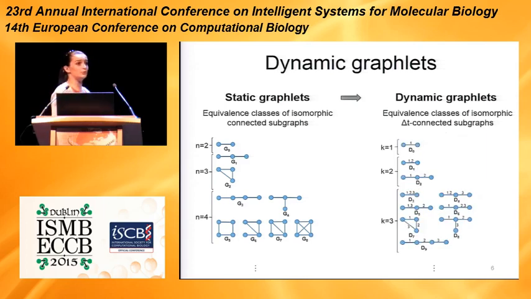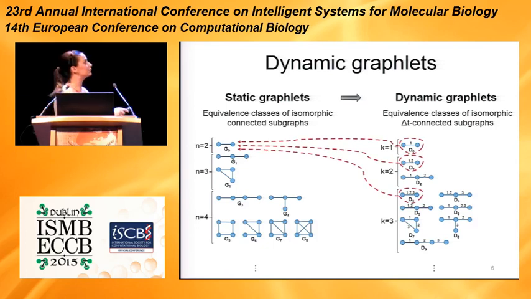Here are all possible graphlets on up to 3 events. Unlike in static graphlets, where we order them by the number of nodes, dynamic graphlets are defined with respect to both the number of nodes and the number of events. Here we group them based on the number of events they incorporate. And as you can see, multiple dynamic graphlets can be mapped to the same static graphlet.